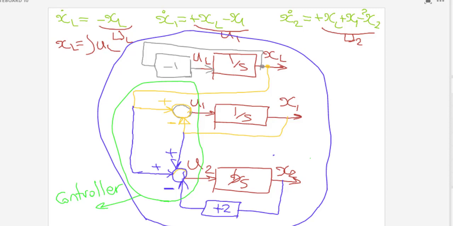This is the controller and this is the multi-agent system. Really, the multi-agent system is very easy to design controller. Really easy.